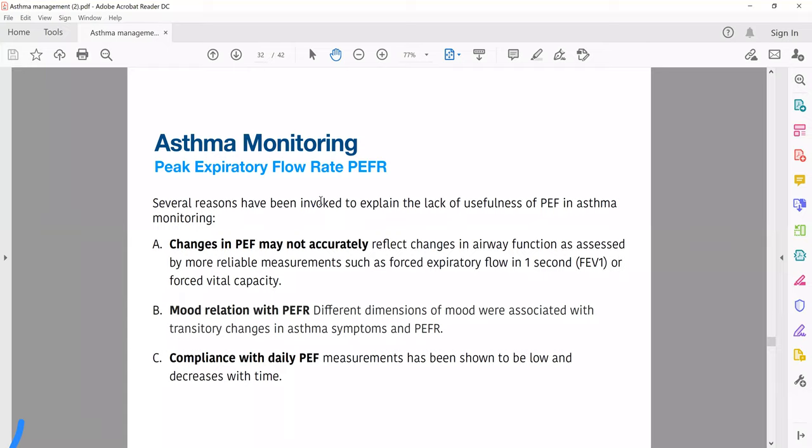The second one is the mood relation to the peak expiratory flow. Mood may affect the result because it affects the effort, so it will not be accurate again. And the other one is the compliance with daily peak expiratory flow. The study also published that most asthmatic patients fabricated their results, so it's also not accurate and not useful. They just fill their diary of peak expiratory flow without doing the test.